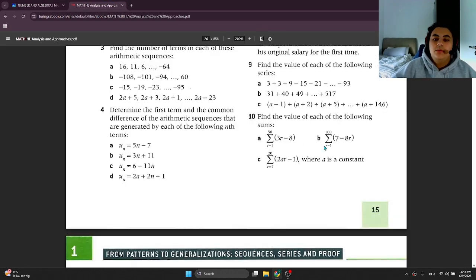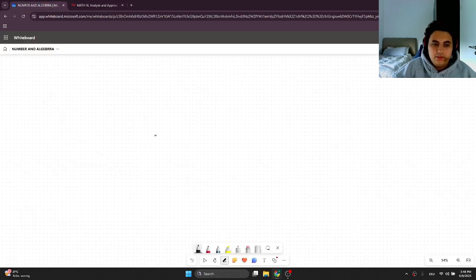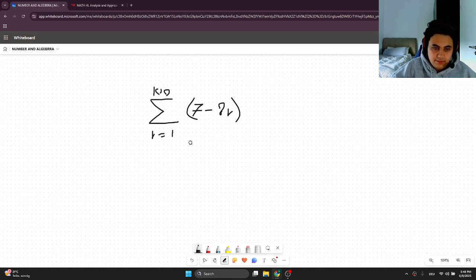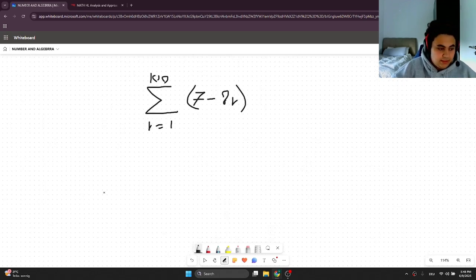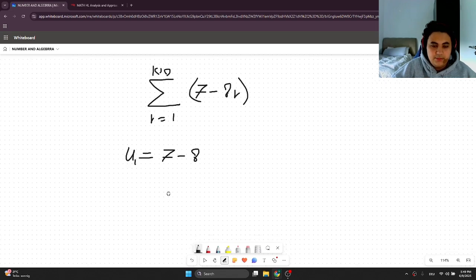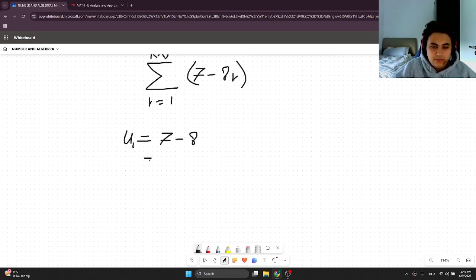We have B, so we have sigma notation, 100 and r equals 1. So you have sigma notation, it goes to 100, starts at r equals 1, and we have 7 minus 8r. So this is our expression that we're following. Okay, so just like the last one, we'll find u1, un, and then move on. So u1 is equal to 7 minus 8, right? Because 8 times 1 is just that. So this is going to equal negative 1. So u1 is equal to negative 1.